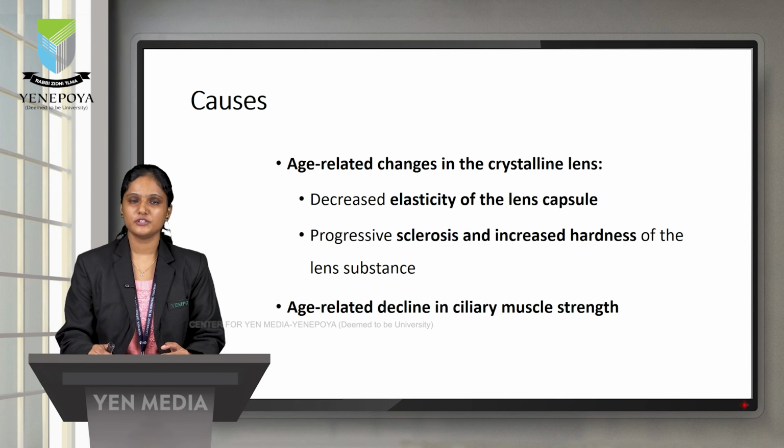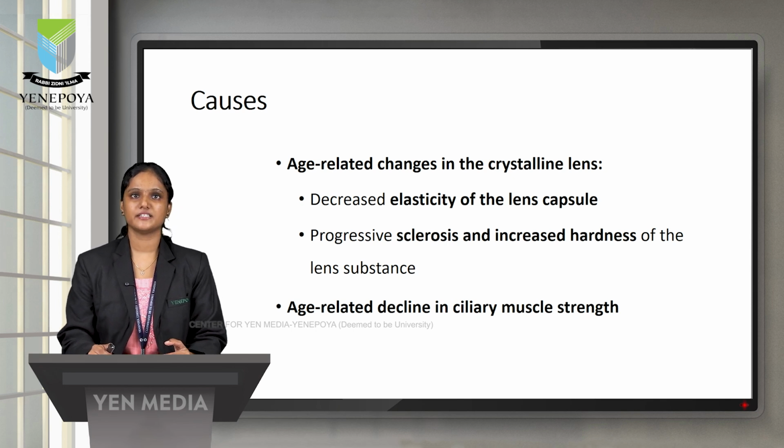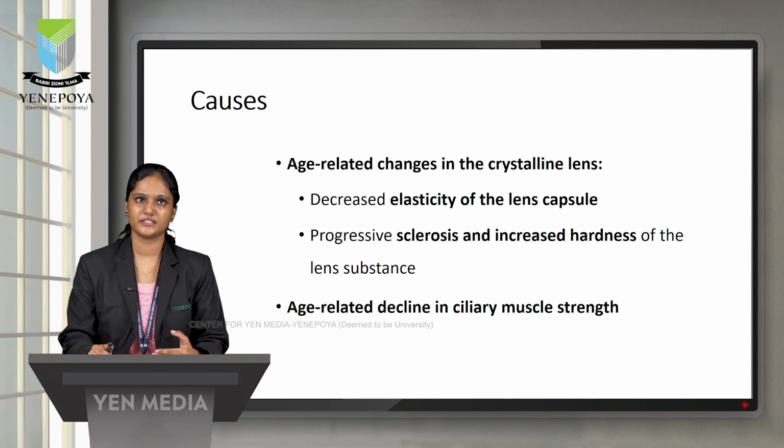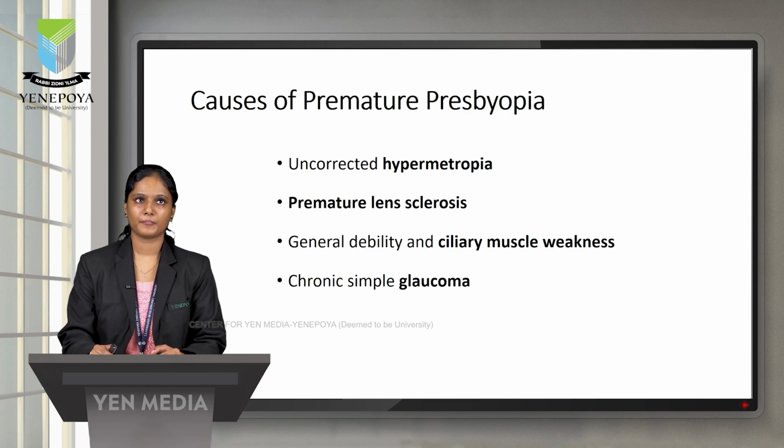So coming to the causes of presbyopia, mostly presbyopia is an age-related condition. Age-related changes in the crystalline lens, decreased elasticity of the lens capsule, and progressive sclerosis and increased hardness of the lens substance can lead to presbyopia. Also, age-related decline in ciliary muscle strength can cause presbyopia.